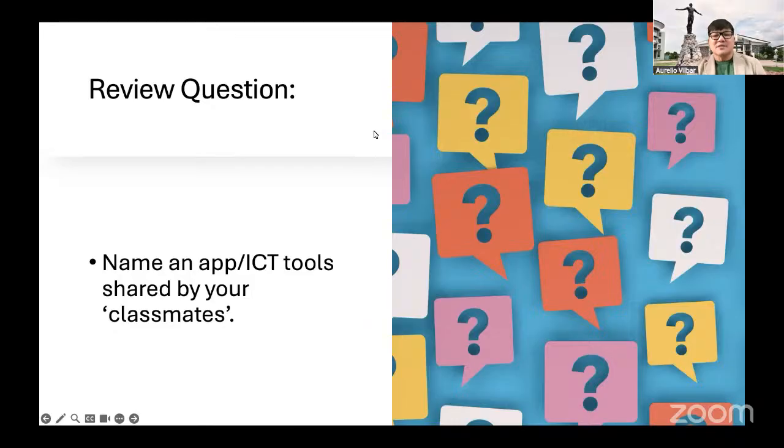So, we have the ZipGrade, we have ChatGPT, WeTransfer. Ma'am Lorena, what's WeTransfer? Can you please tell us more about WeTransfer?